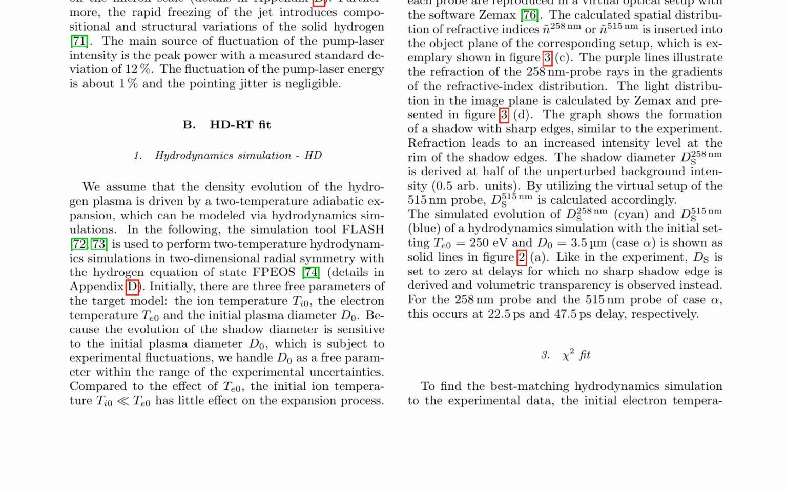The total Chi2 distribution between the experimental data and all HDRT simulation data is shown in Figure 2b. The HDRT fit to the experimental data is shown in Figure 2a, with the simulated evolution of D258nm and D515nm of a hydrodynamics simulation with the initial setting T0 equals 250 electron volts and D0 equals 3.5 micrometers, case alpha, shown as solid lines.